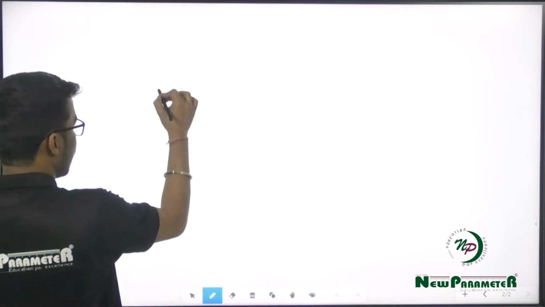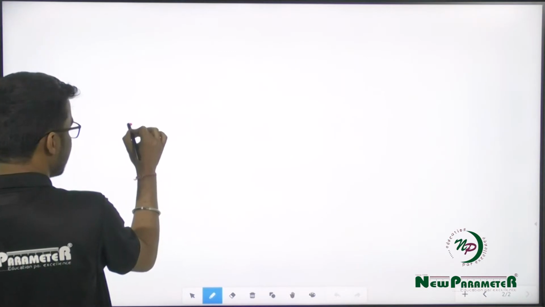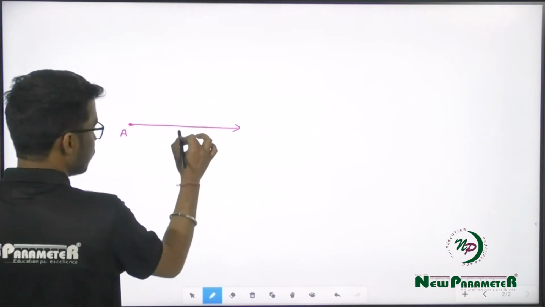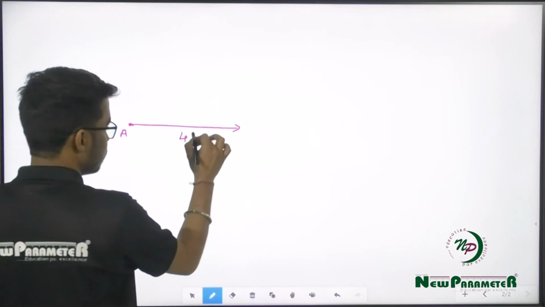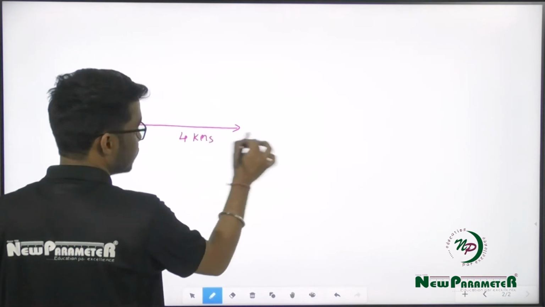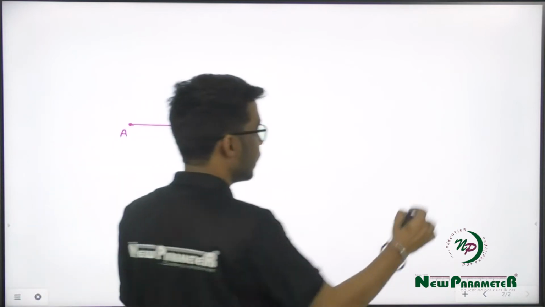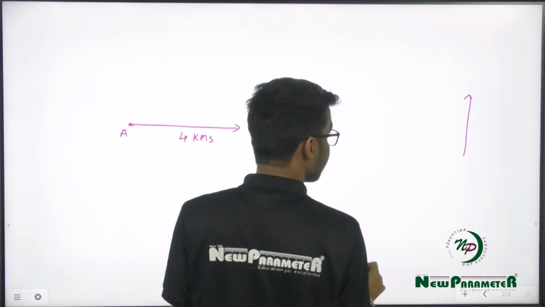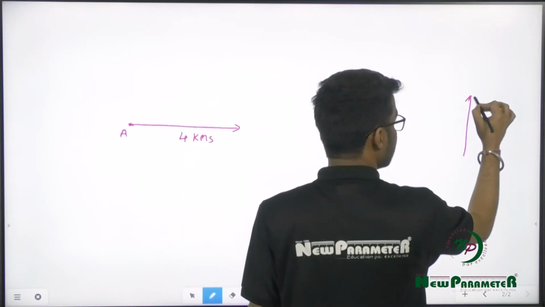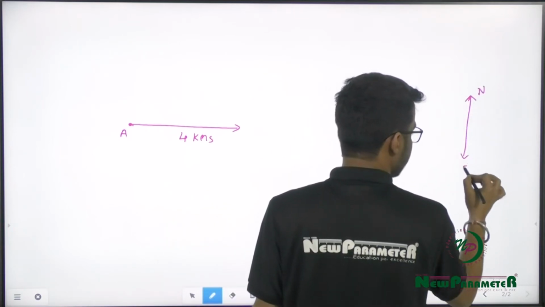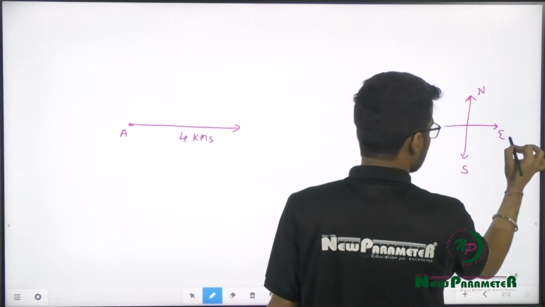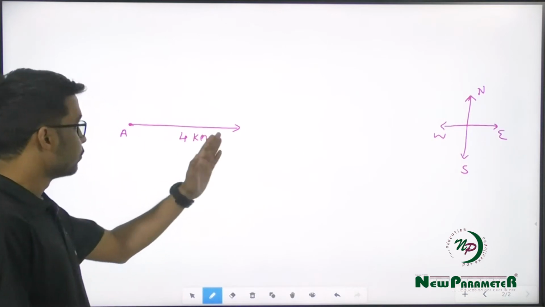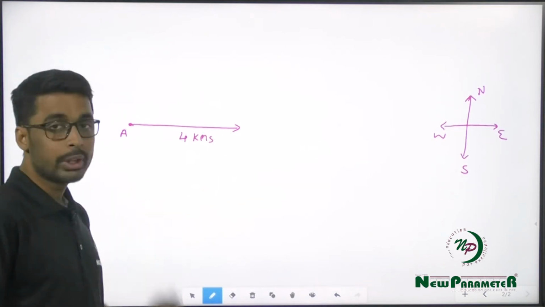Suppose a person has started from a point A and he has visited 4 kilometers in east direction. So as I know, east would be over here. As I have told you, north is always upward. North is always up, south is always down, east is always towards your right and west is always towards your left. So if the person wants to go 4 kilometers in east direction, you will be going towards your right hand.